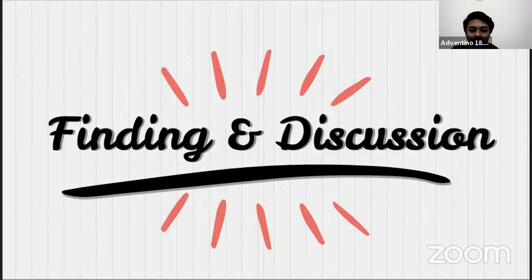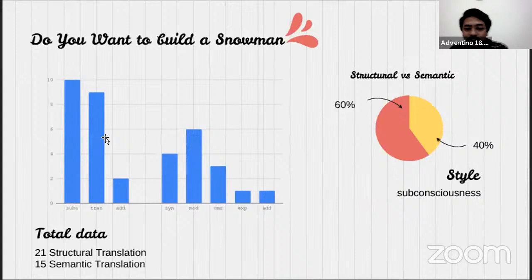Now, findings and discussion. Here I'm going to explain my findings and discussion according to the songs. The first song is Do You Want to Build a Snowman? Here I found 21 structural translations and 15 semantic translations. The structural translation is divided into subtraction, 10, then transposition, 9, and addition, 2. And the semantic translation has 4 in synonym, 6 in modulation, 3 in omission, 1 in expansion, and 1 in addition.